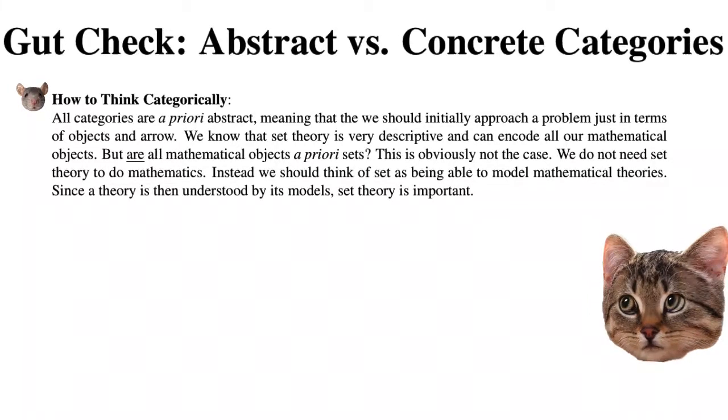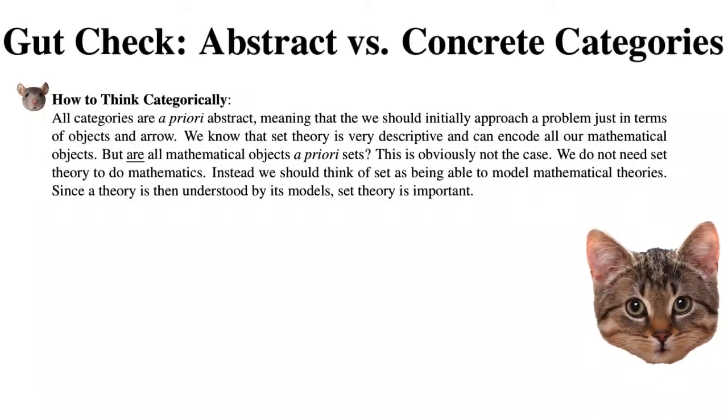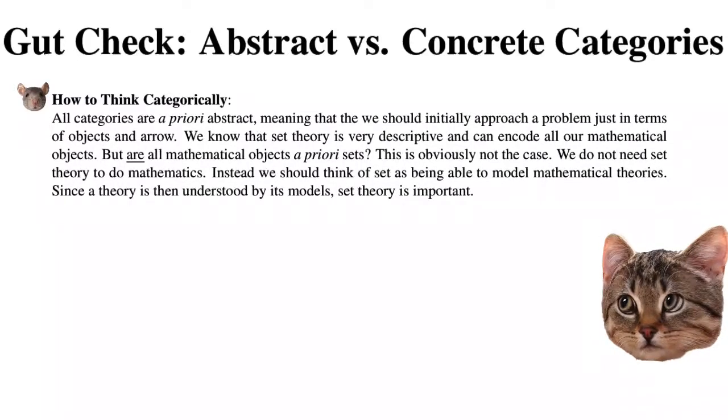Let's do a quick gut check. We're going to look at abstract categories and concrete categories and try to see what's the difference in approach and how we should view them differently. So first, how do we think categorically?